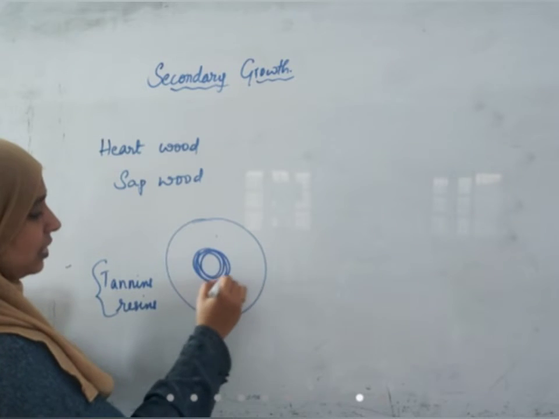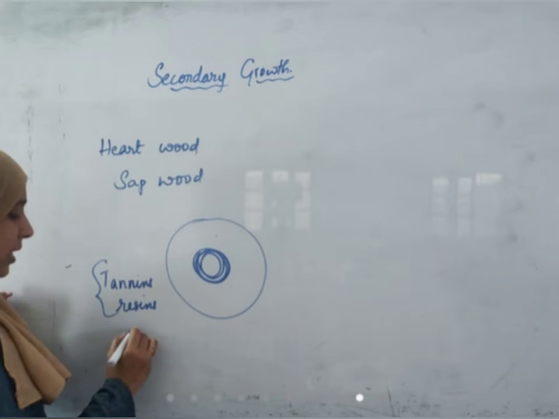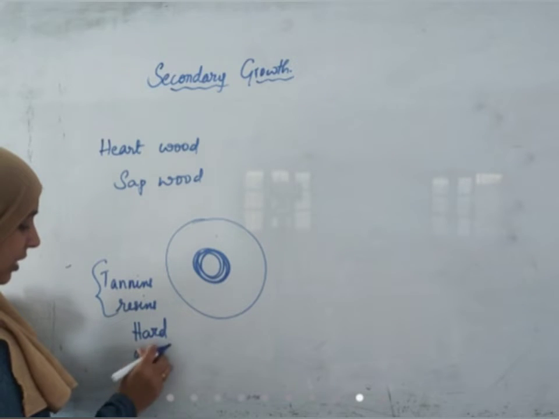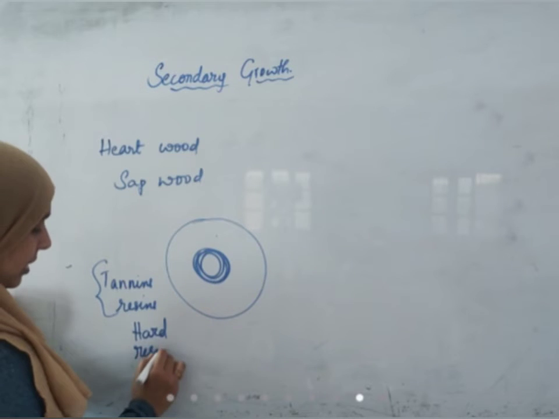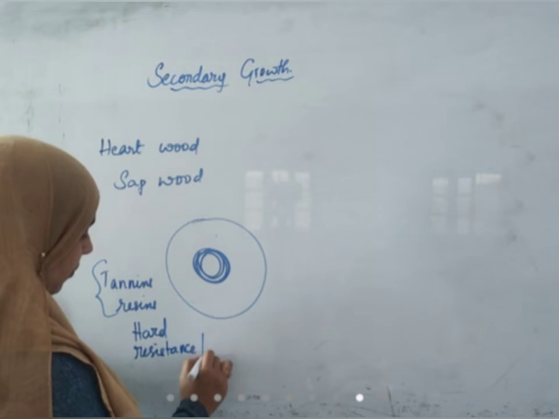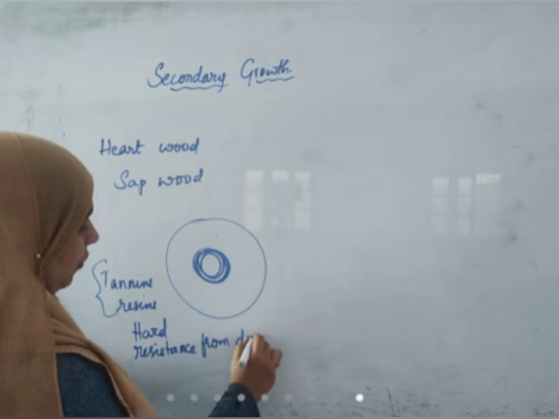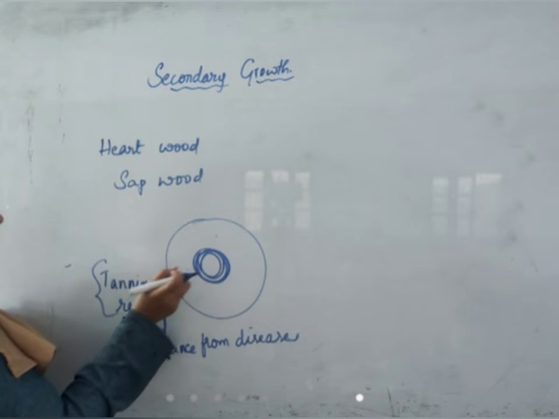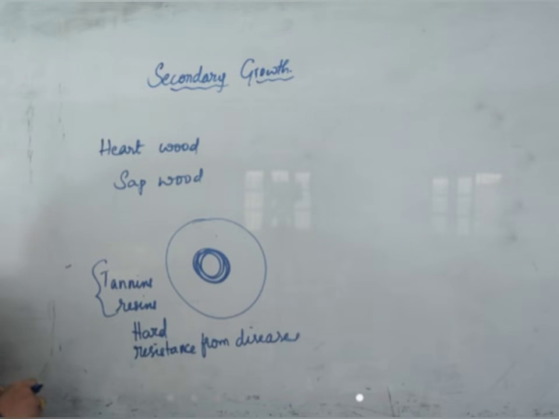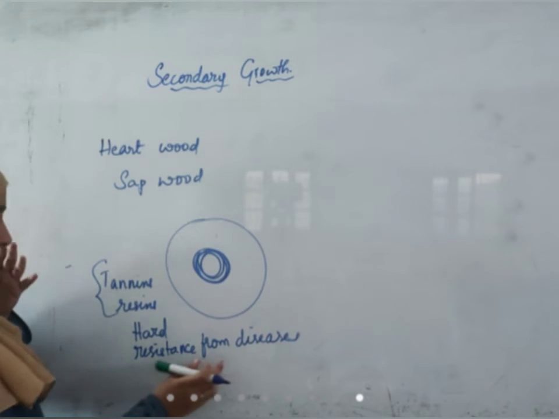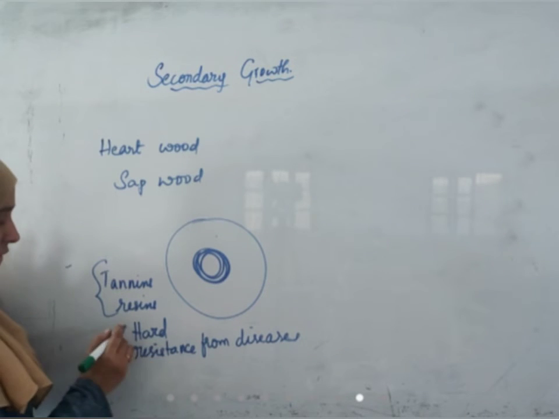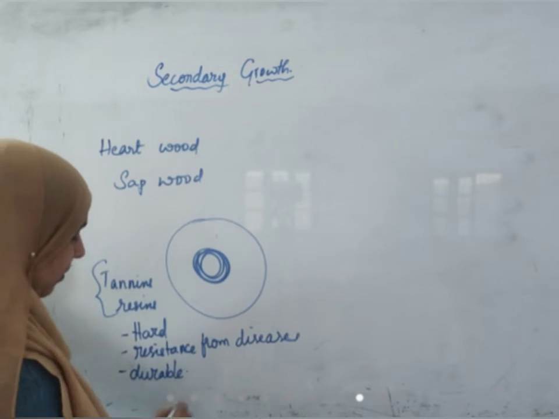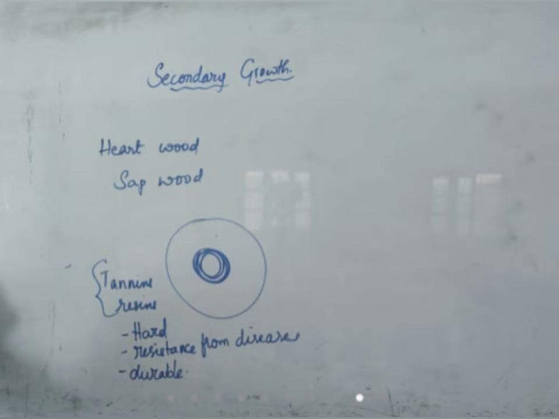What is the use of this deposition is, the stem becomes hard, disease free, with resistance from diseases. So when an organism comes to attack this plant, when it reaches these layers and takes those substances into its body, it will die. That is what is meant by resistance from diseases. It can fight against diseases. Then durable. Durable means which can last for a long time.